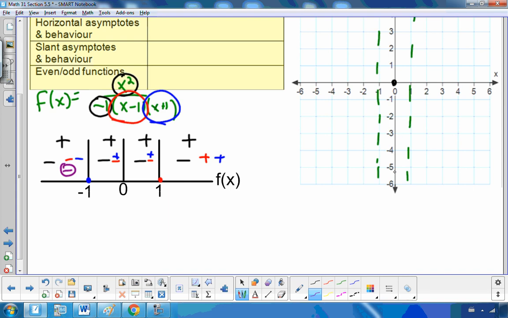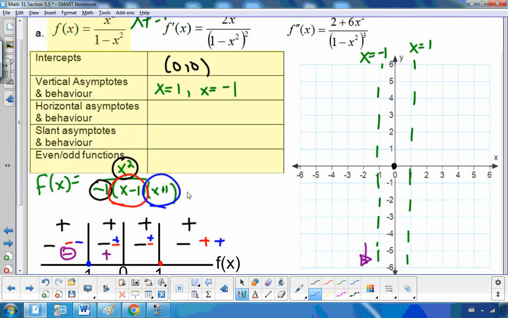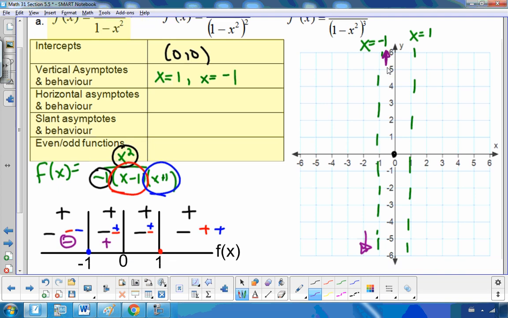So putting these all together, here I have 3 negatives, which means that I am negative, which means to the left of negative 1, I am going towards negative infinity. Here I have 2 negatives, so it's a positive. So to the right of negative 1, my end behavior is towards positive infinity. In between 0 and 1, I have 2 negatives, which is positive. So that means to the left of 1, I am going towards positive infinity. And here I have 1 negative, so to the right of 1, I am going towards negative infinity. So that's my end behavior for my vertical asymptotes.